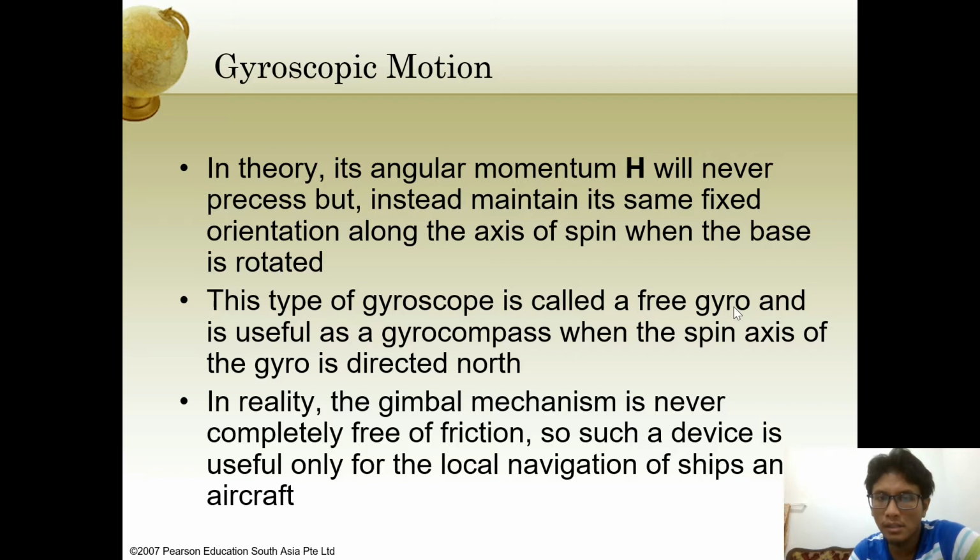In reality, the gimbal mechanism is never completely free of friction. Of course, we have bearings, and the friction is far lower when we use bearings, so we can minimize the friction. Such a device is useful only for the local navigation of ships and aircraft. But in our current aeroplanes, we don't use this type of gyroscope anymore. We use, I forgot the name, a laser gyroscope. The name is still gyroscope, but it is based on laser. We also use it for other types of application.